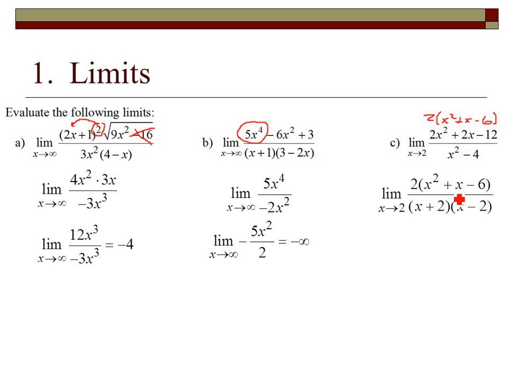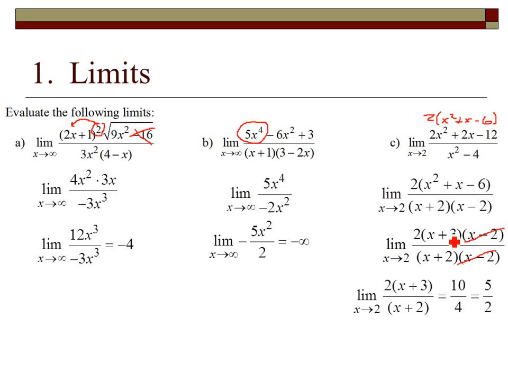So I factored that out, and we complete factoring. Reduce it. And then, once I reduce, I can plug in my 2. And I get 2 times 5 over 4.